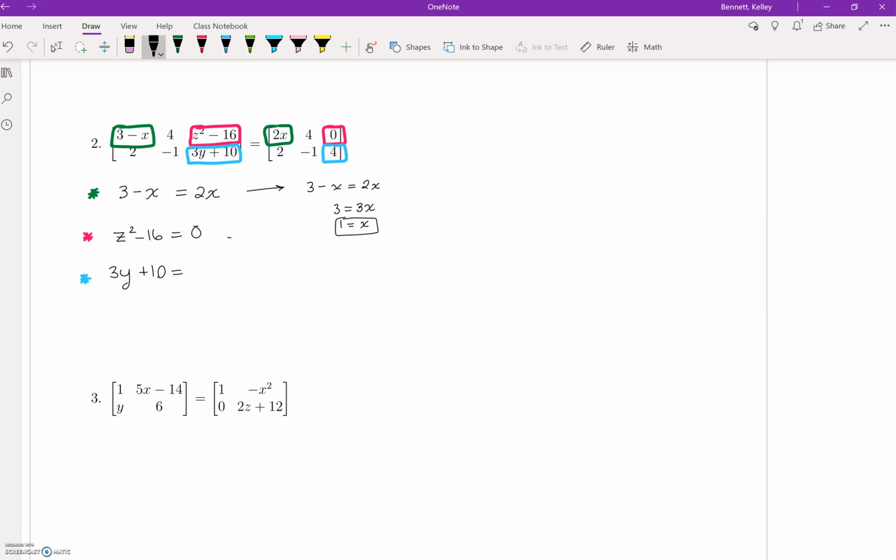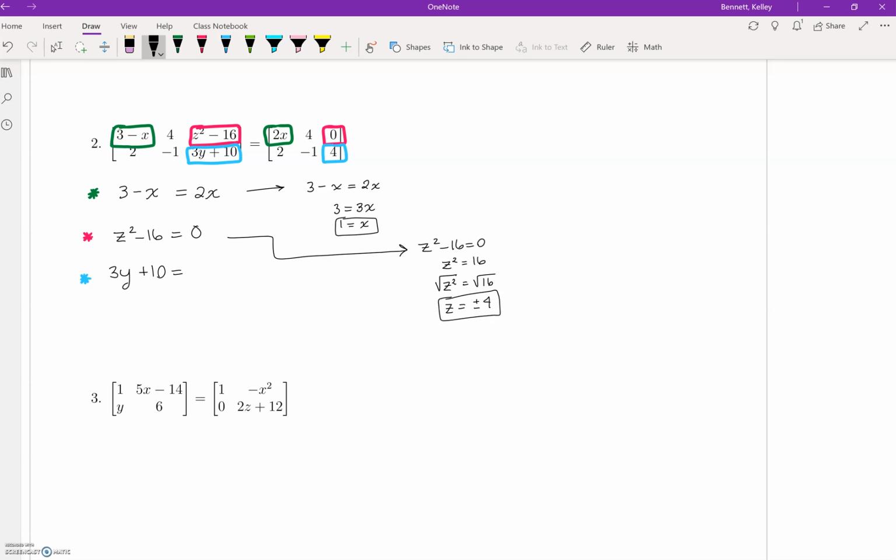In the second equation, we have that z squared minus 16 equals 0. So we can just use the square root property by moving the 16 over to the right and forming the equation z squared equals 16. Taking the square root of both sides, we'll cancel out the square, getting that z equals plus or minus 4.